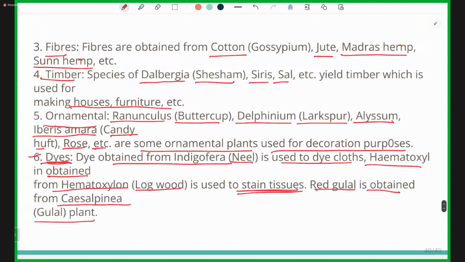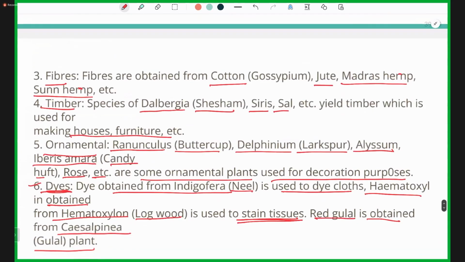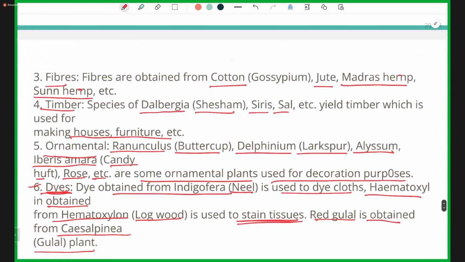So the uses, if we see, are first of all food. The second is medicine. Some medicines are also obtained. Third one is fiber, the cotton, jute, madras hemp, sun hemp, and then timber. Timber obtained from Dalbergia, Tiris, Sal is used in making of houses and furniture. Ornamental, because of their beautiful flowers, they are also used as ornaments, and some dyes are also obtained from angiosperms. And there are many more uses which we cannot enumerate in a short span.